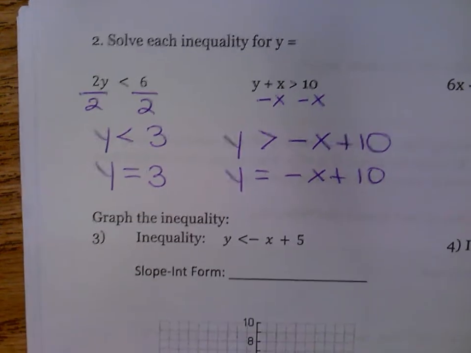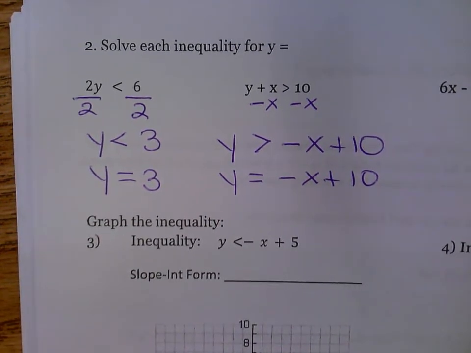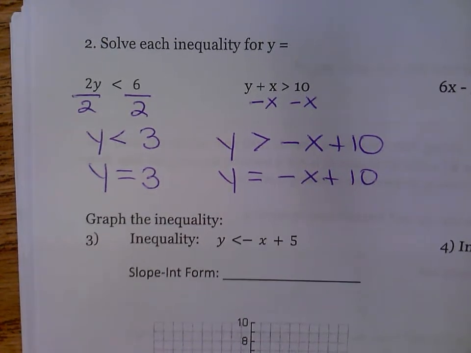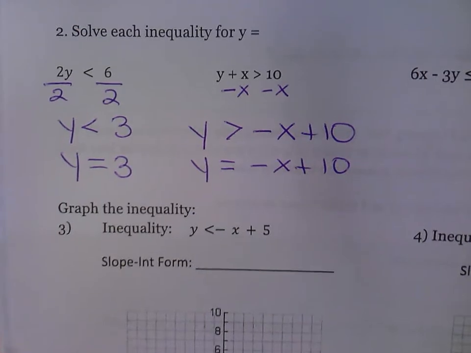How do you get it in slope-intercept form? Does everybody have a copy of this? Back of page 113? You all know where we are? Okay, let me know if you need a copy of it.